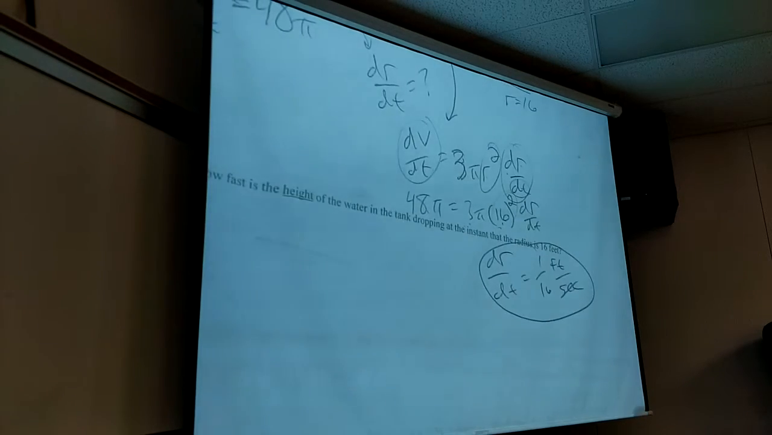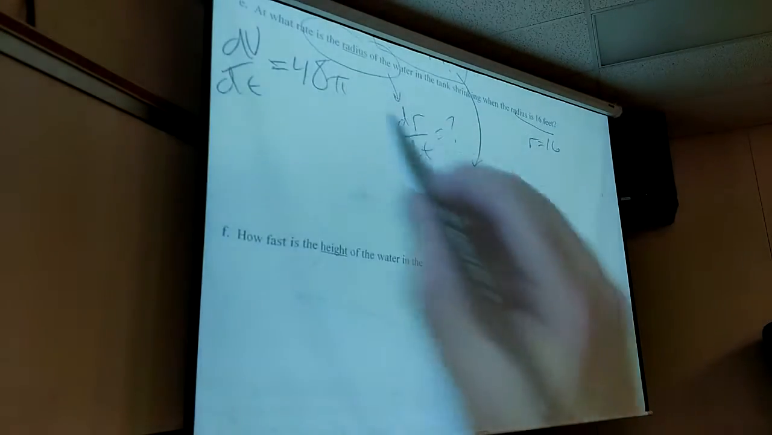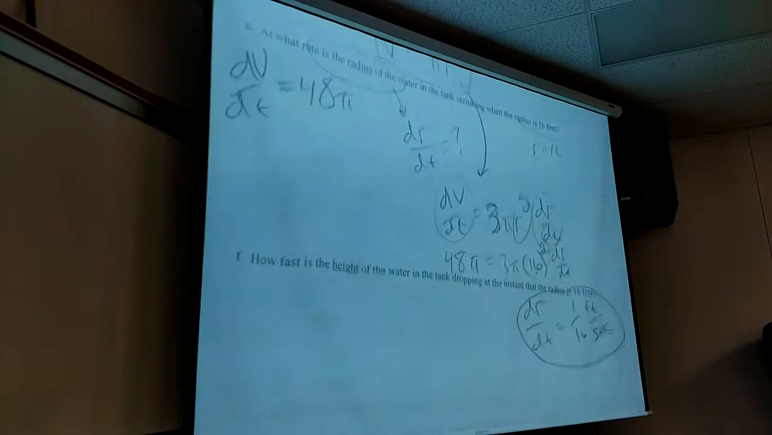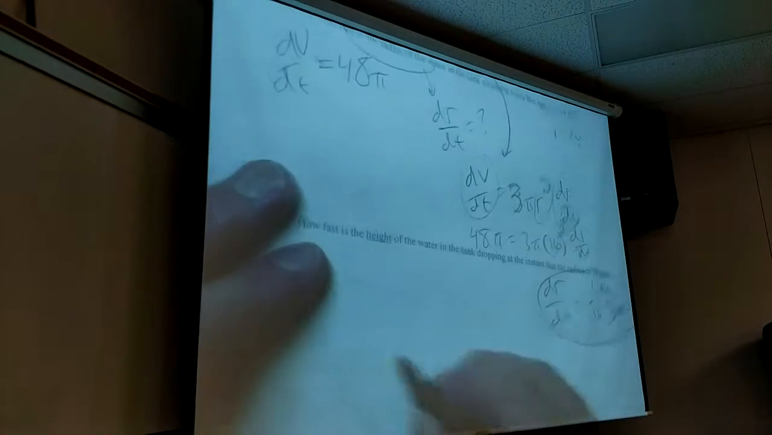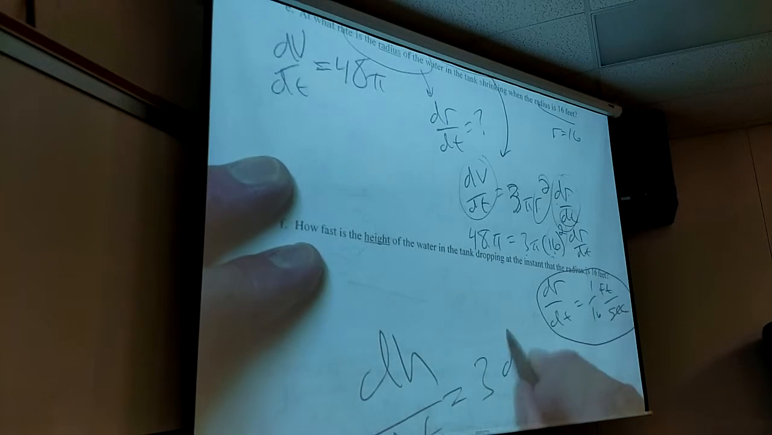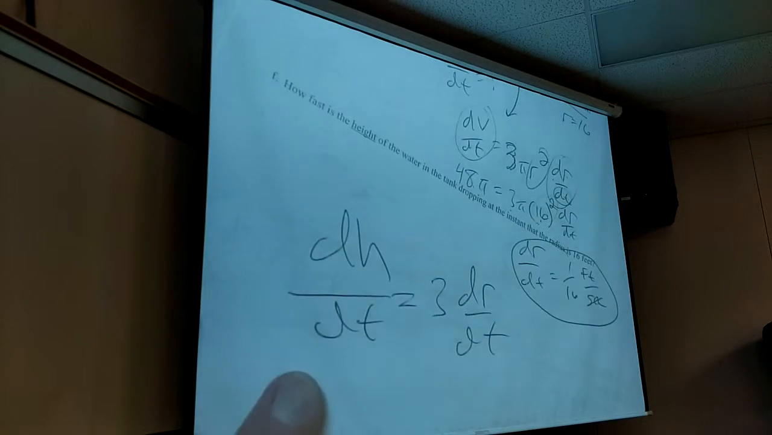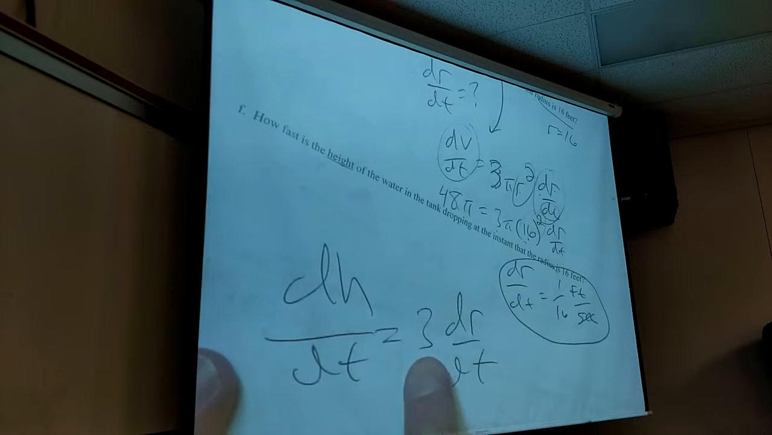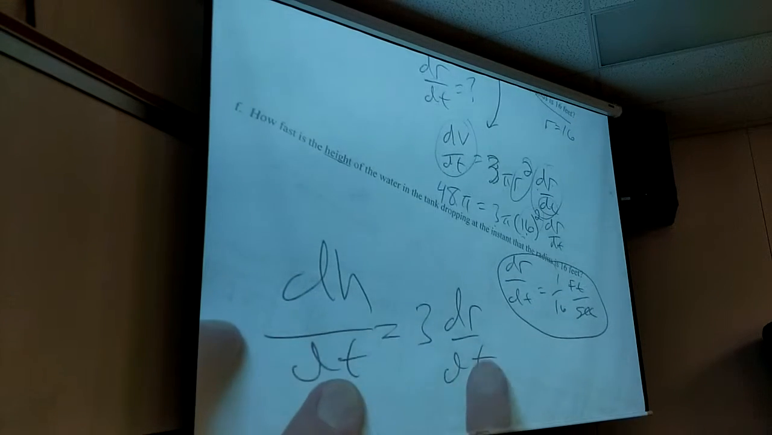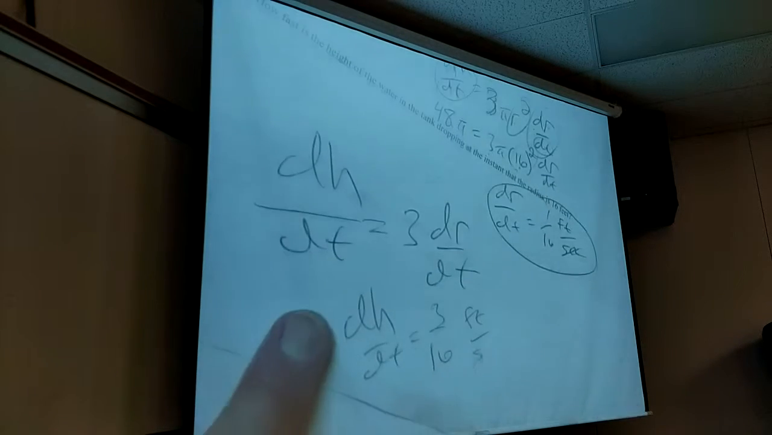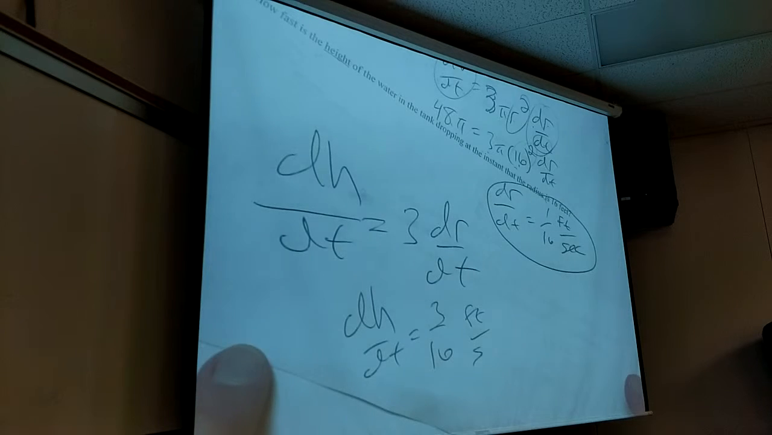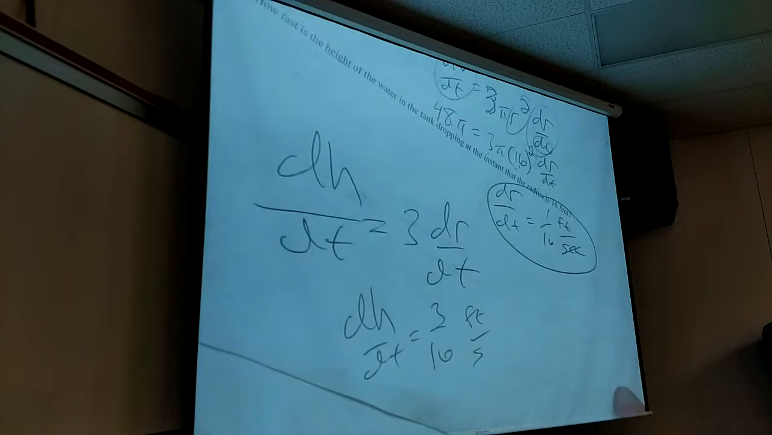Now, real quick, this last question makes it sound like you have to start all over again and write things in terms of h instead, but watch this. Don't I have a relationship between h and r? Therefore, I have a relationship between dh/dt and dr/dt. H is 3r, so dh/dt is thrice, 3 times dr/dt. So dh/dt is just 3/16 feet per second. It's 3 times as quick as the radius is changing.